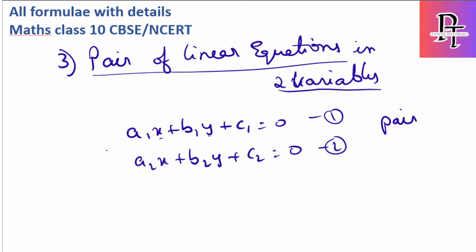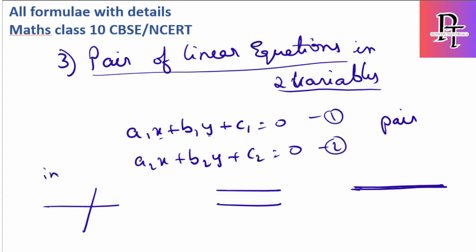The first important thing for the third chapter is to understand whether these two lines are intersecting, that is connecting each other, parallel, where there is no point of intersection, or coincident. Coincident means on the same line. So we have three cases: intersecting, parallel, and coincident.